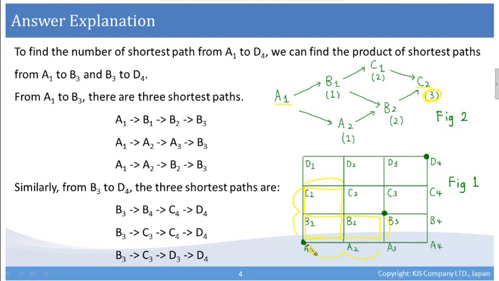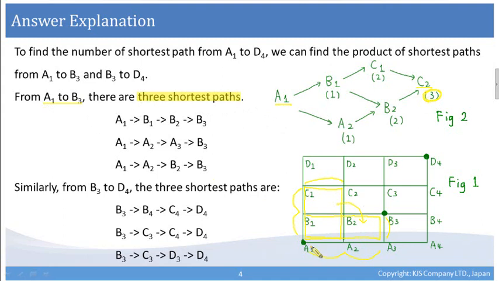So that means going from A1 to C2 is the same as going from A1 to B3. Okay, so the vertex has just flipped. So imagine flipping this yellow rectangle to this side. So A1 to B3 and A1 to C2 is the same distance. So from A1 to B3, there are three shortest paths, the same as going from A1 to C2.